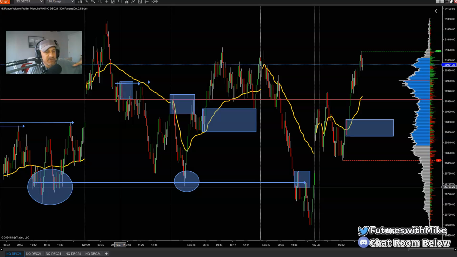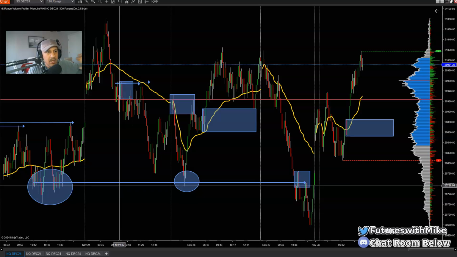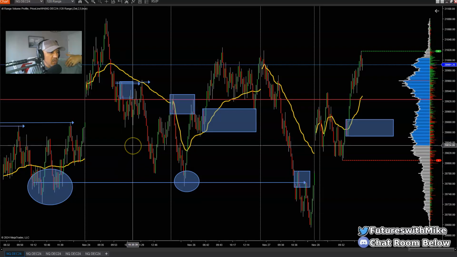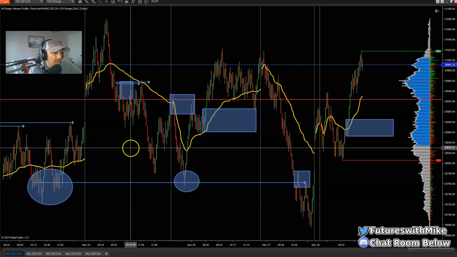Now, we're not just taking them straight from the higher base chart unless you choose to, and that would be more like swing trading. But when it comes to scalping the E-mini futures, we're looking to move down to a lower base chart to define a smaller area to trade from. So hopefully that makes sense.